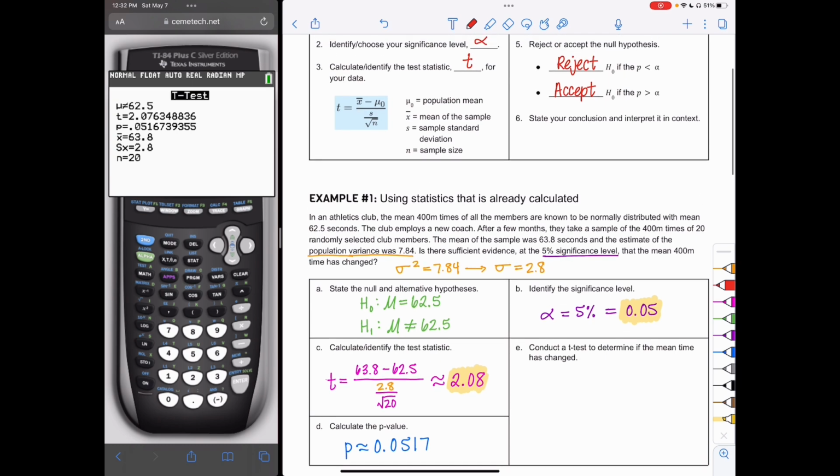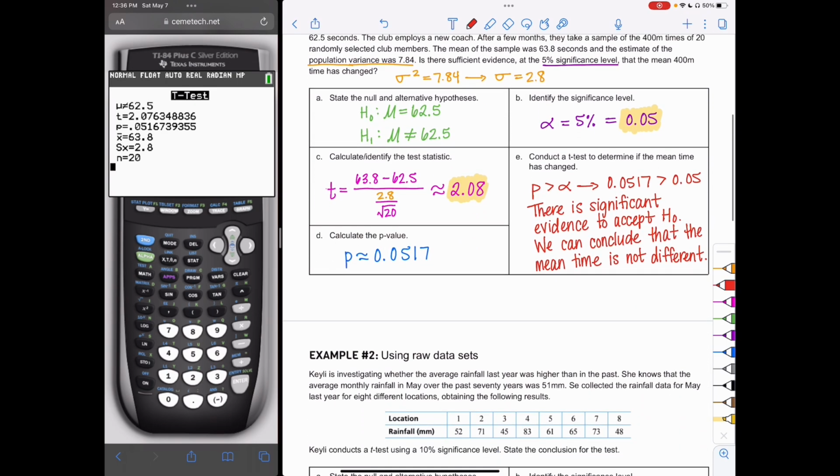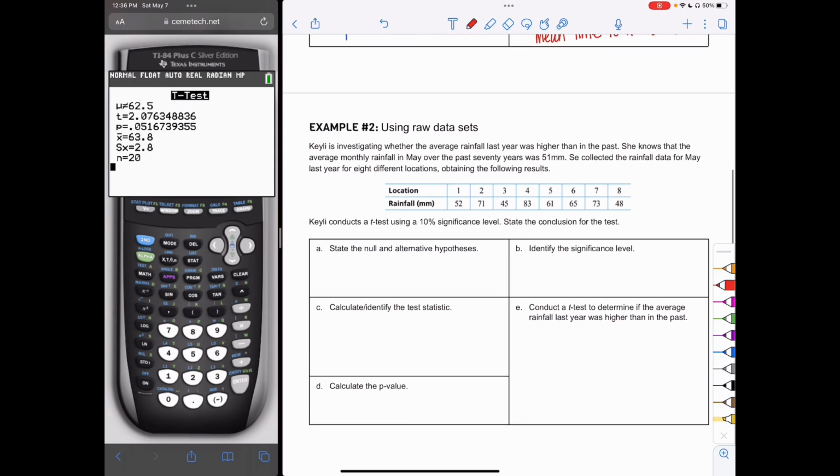So now for part E, it says conduct the t-test to determine if the mean time has changed. I know that my p-value is greater than my significance level, because 0.0517 is greater than 0.05. So from this information, we can conclude that there is not enough evidence to reject the null hypothesis. In other words, we are not going to reject it. And from there, we can conclude the mean time is not different, meaning that the mean time is still around 62.5 seconds.